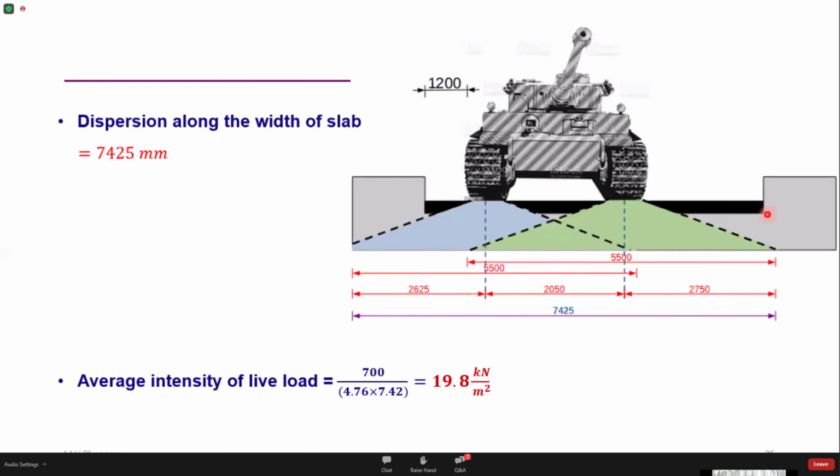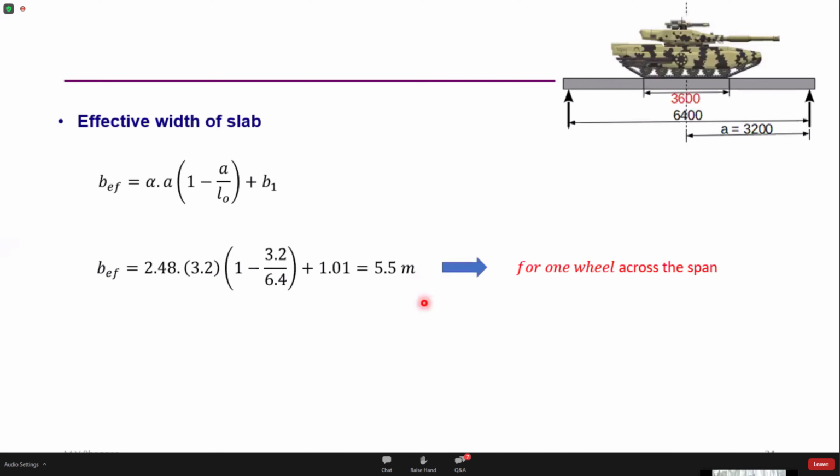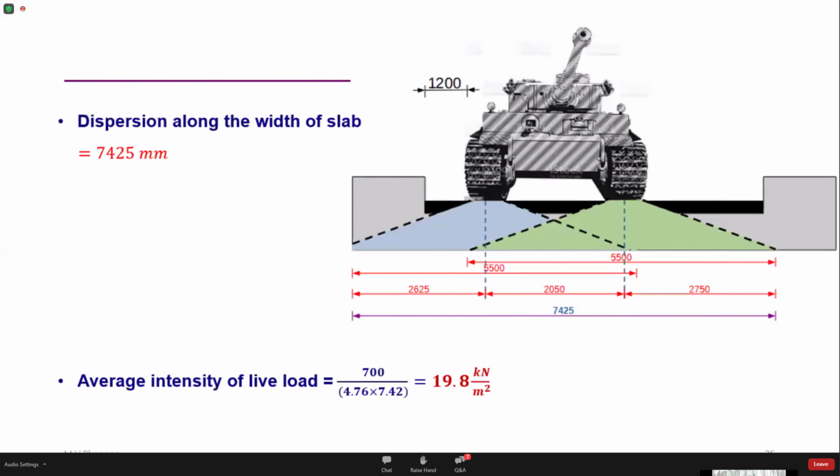I can show it very nicely in the form of these graphics here. I have this deck slab, I have the contact length of the wheel, and I can highlight the dispersion with these two colors here. So basically I'm getting the dispersion length as 5.5 meters. This is one wheel. This load of 350 kilonewton is going to be dispersed through a length of 5.5 meters. Similarly, the other wheel is also dispersed through a length of 5.5 meters.